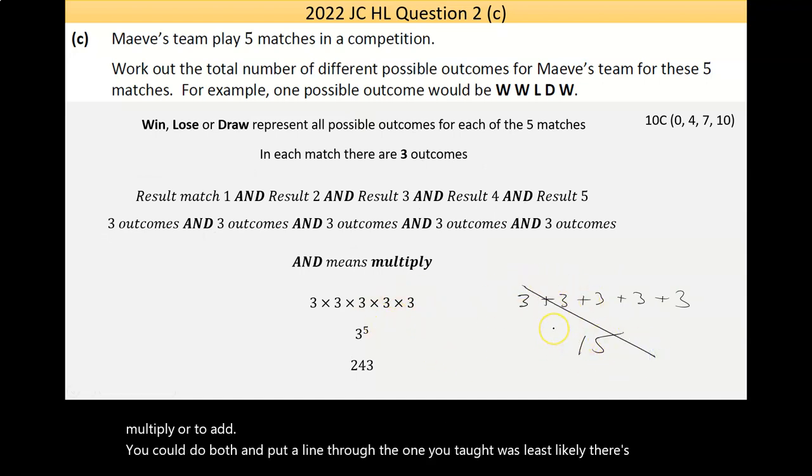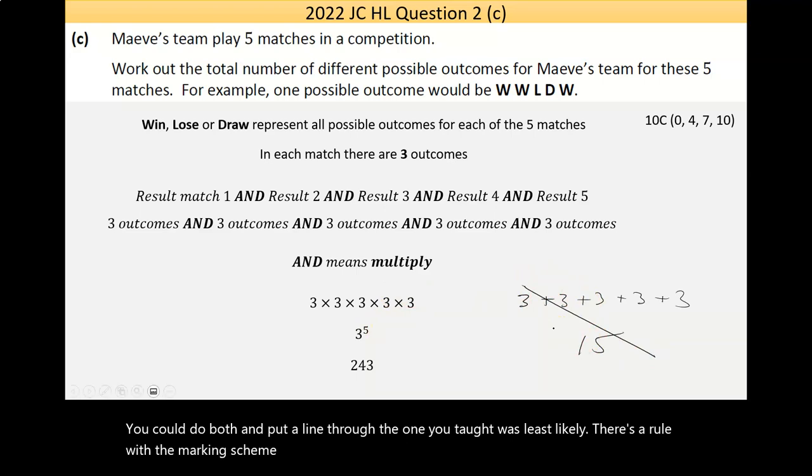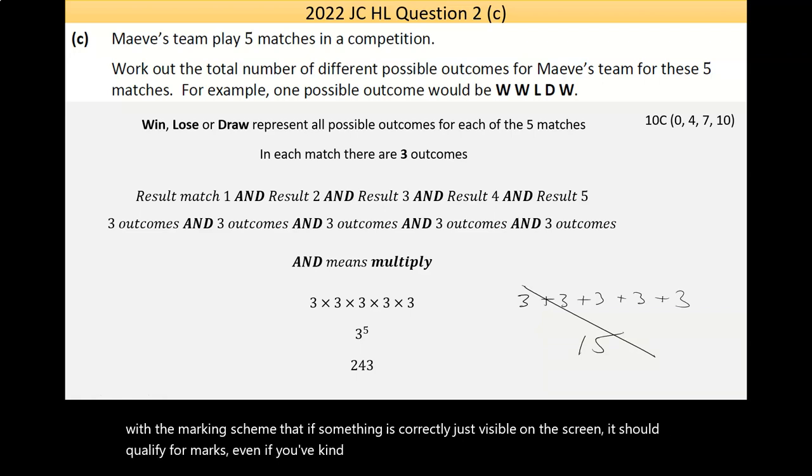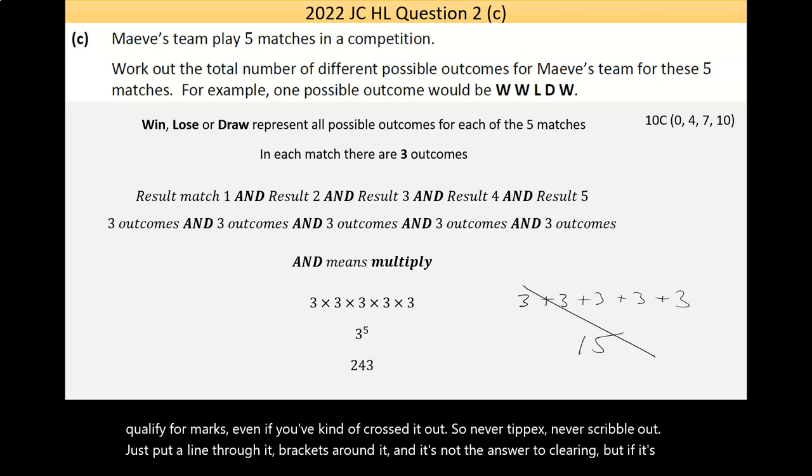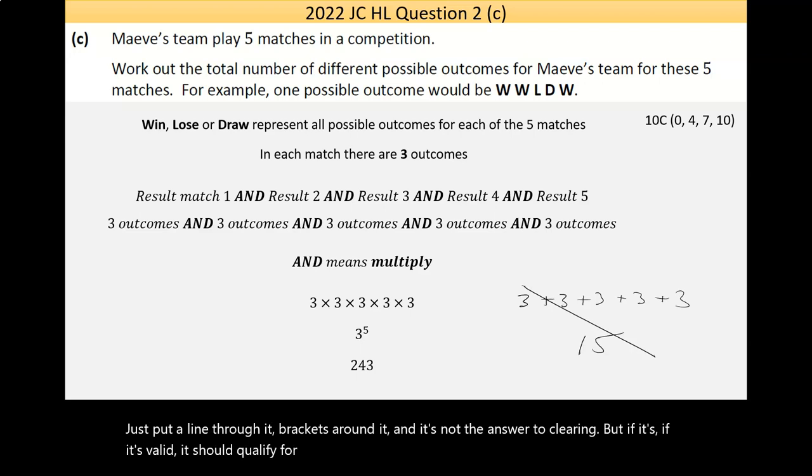There's a rule with the marking scheme that if something is correctly just visible on the screen, it should qualify for marks, even if you've crossed it out. So never tippex, never scribble out. Just put a line through it and brackets around it. It's not the answer you're declaring, but if it's valid, it should qualify for marks. Now that's question 2, part C.